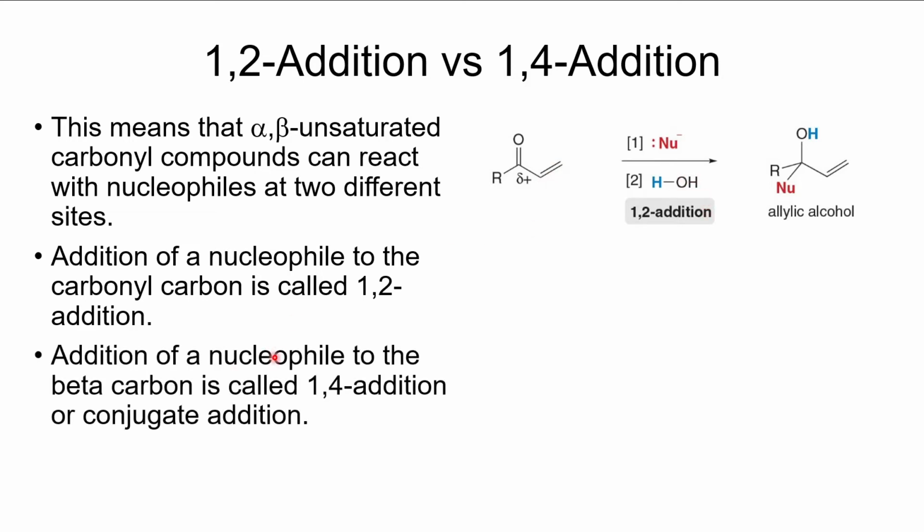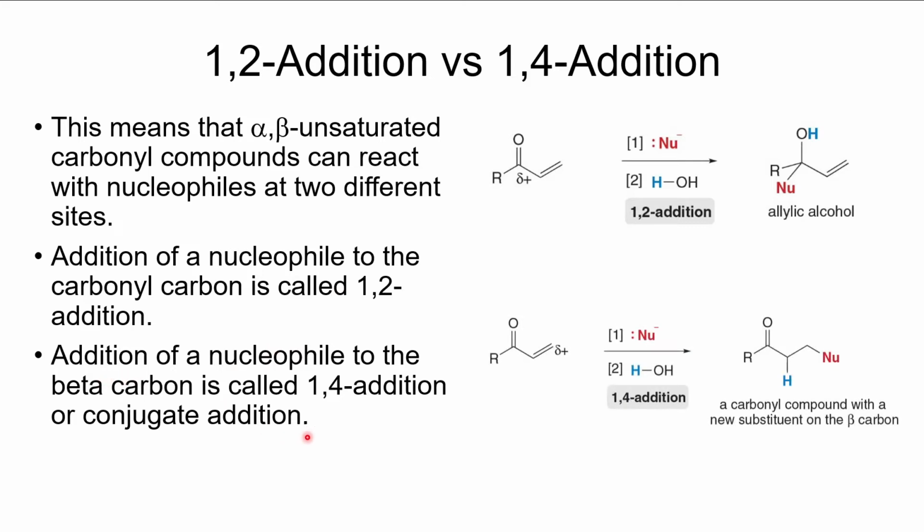If we get addition to the beta carbon, we're going to refer to that as 1,4 addition. So here we're adding it to that beta carbon. We end up adding across these two bonds, so it looks like 1,2 addition, but I'll explain why it's 1,4 addition in a minute, and it has to do with this whole system. But 1,2 addition for direct carbonyl attack, 1,4 addition for beta carbon attack.